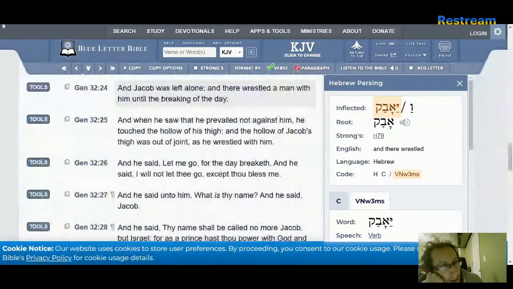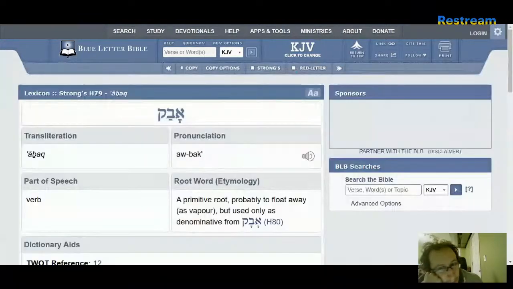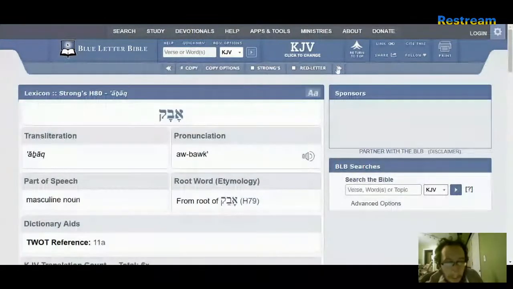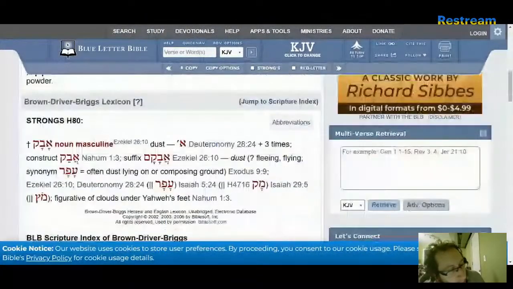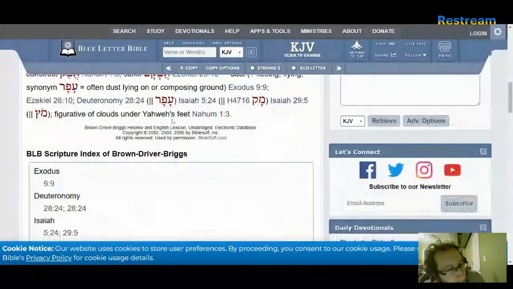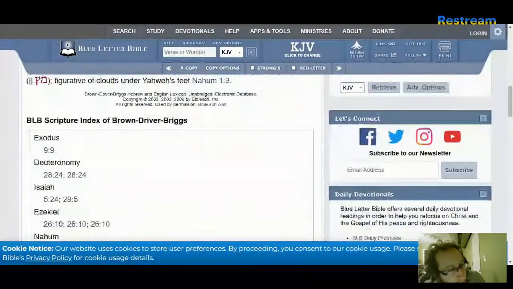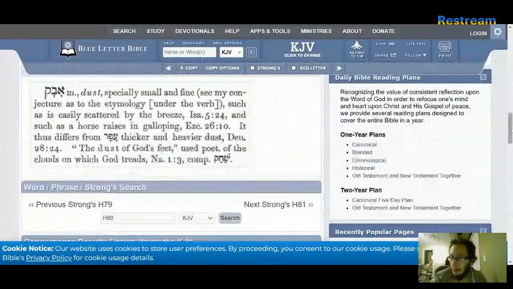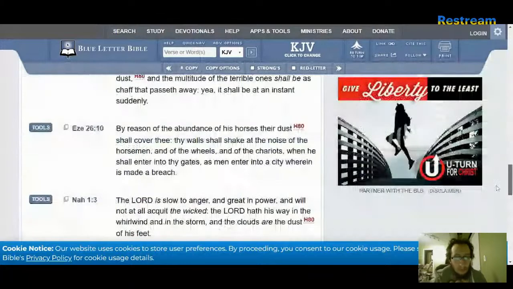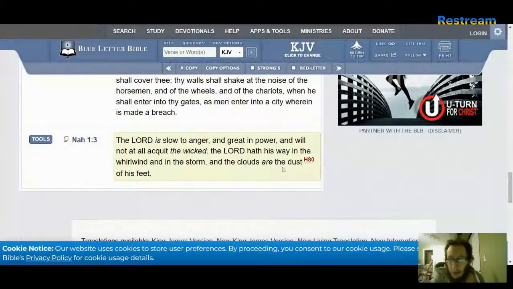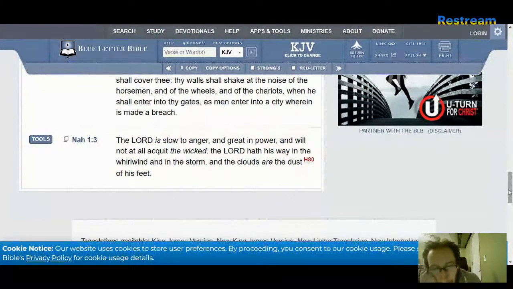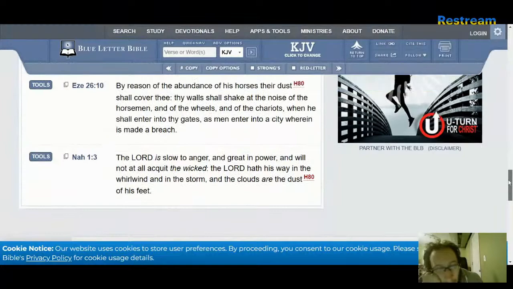Now let's go to the next word. Dust can be used to refer to clouds, apparently. Clouds under Yahweh's feet in Nahum. Let's take a look at that one. The clouds are the dust of his feet. So he walks in the clouds. Interesting.